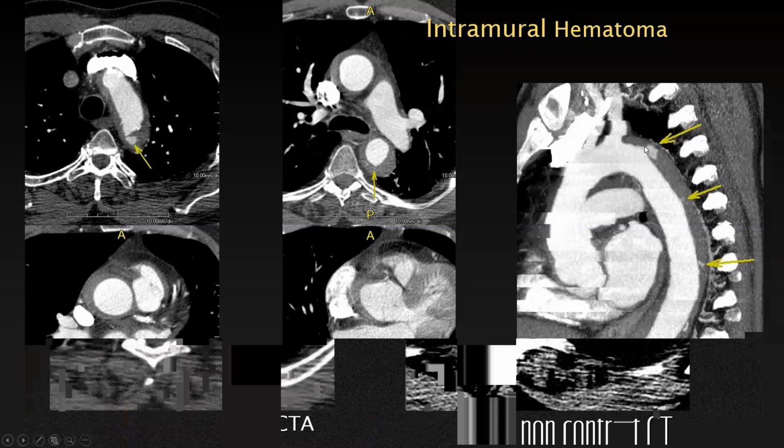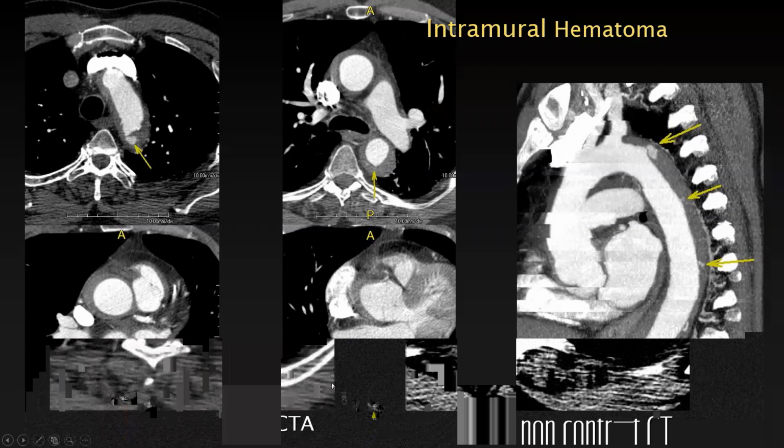So what we see here is a small amount of contrast that's within the intramural hematoma. And then if you go a little bit lower, you see a linear contrast filling here that runs in the intramural hematoma. Oh, there's another one a little bit lower. And if you look even lower, we see another little puddle of contrast that sits within the intramural hematoma.